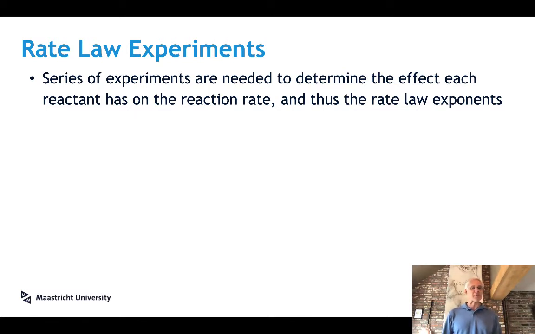The number of experiments that you have to do is going to depend on how many reactants you have. You have to do at least one more experiment than reactants. So if you have 2 reactants, you have to do at least 3 experiments. If you have 3 reactants, you have to do at least 4 experiments. If you have just 1 reactant, then you have to do at least 2 experiments.